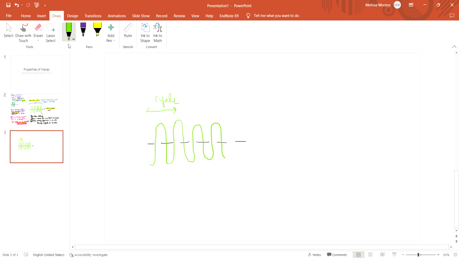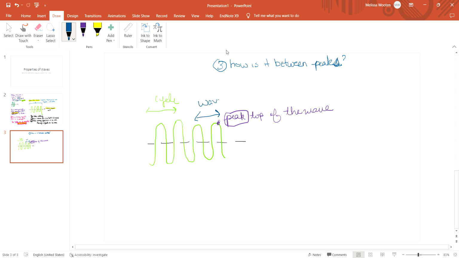And now we're going to talk about, well, what does it mean when we're at the very top? This is called a peak. That's intuitive, right? Like the peak of a mountain is the top of the wave. And so we can ask another question. How far is it between peaks? That is called the wavelength. Okay, wavelength. That is our wavelength.